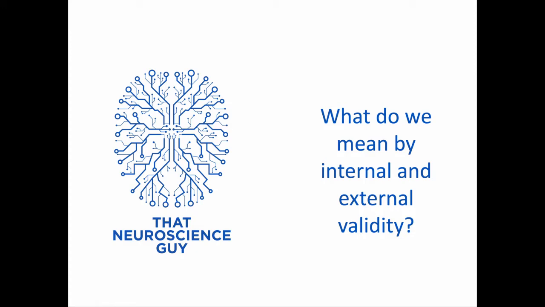What do we mean by internal and external validity? When researchers run a study, they have to ensure that their study has both internal and external validity for the results to be considered valid. But what does this actually mean?